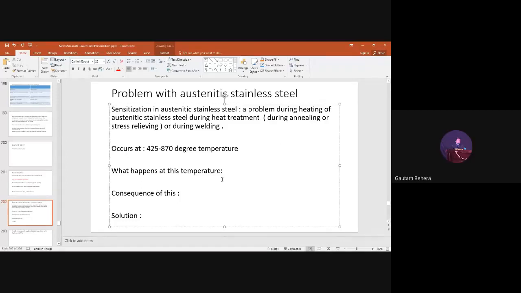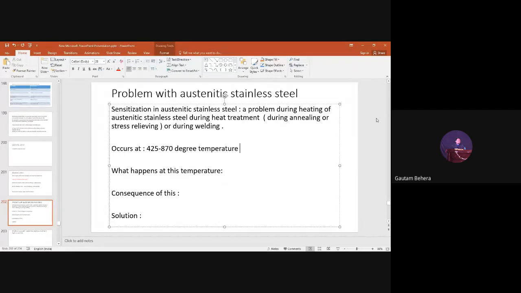Because if you remember, a structure-property correlation always exists in our steels, right? If the structure is different, the property will be different. Ferrite is always soft and ductile, right? But martensite is a very hard and very strong phase.